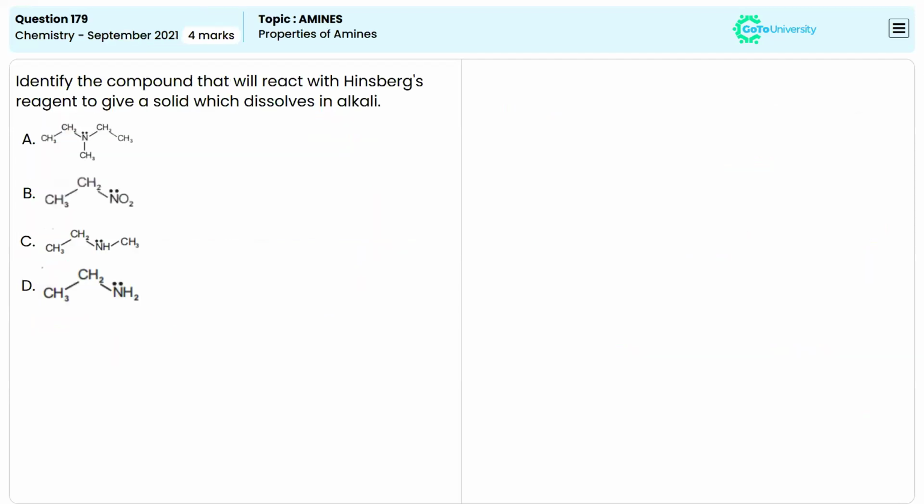Next question. Here, different compounds are given. Here we have to identify the compound that reacts with Hinsberg reagent to produce a solid which dissolves in alkali. Okay, so here we have to find out the reagent which reacts with the Hinsberg reagent and produces a solid which dissolves in alkali, right? So first of all, we have to know what is Hinsberg reagent.